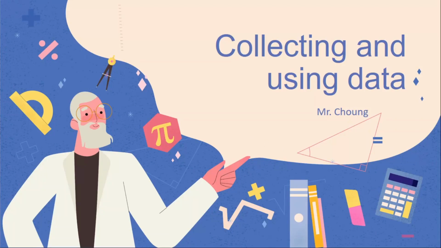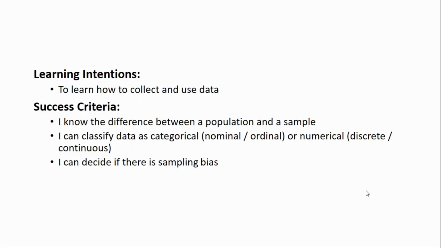This video will be about collecting and using data. And by the end of this lesson, our goal is to know the difference between a population and a sample, be able to classify data as categorical or numerical, and also be able to decide if there is sampling bias. So let's just pause the video here and take a couple of minutes to write these down.